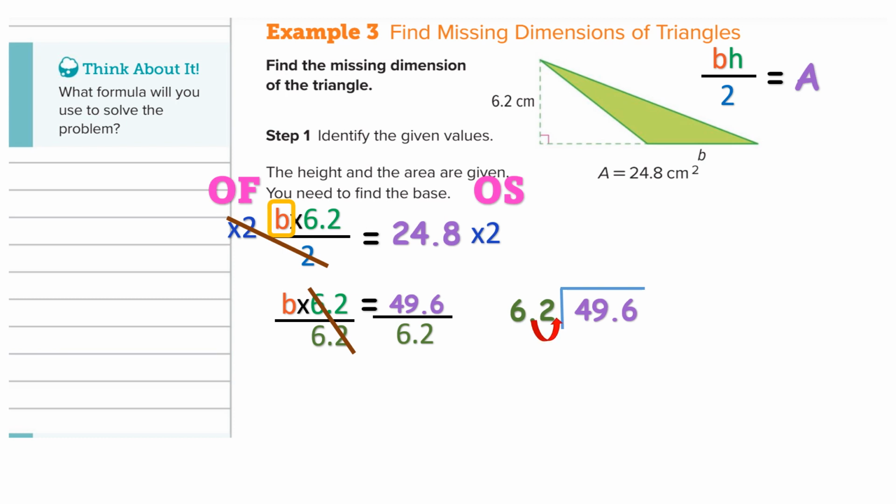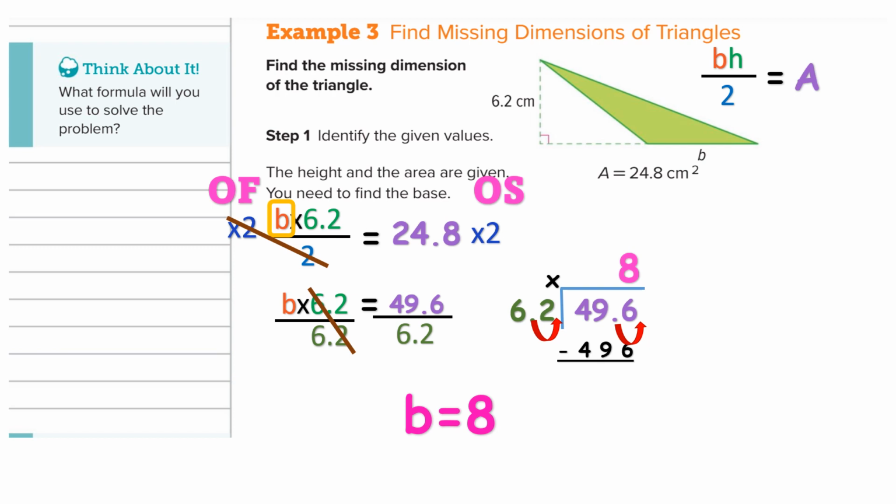I have to move it on the outside one time to make it a whole number. Therefore, I have to move it on the inside one time, and then I'm going to bring my decimal up. Well, when I divide 496 by 62, I get a whole number of 8. So we're finding that b is equal to 8.